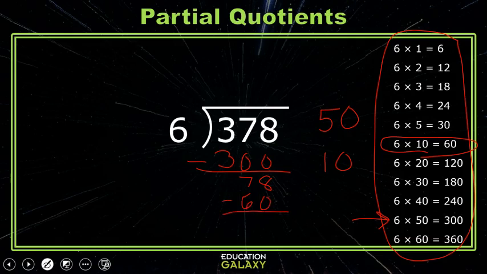That gives me 18. I know 6 times 3 is 18, so I can write the 3 here, and when I subtract the 18, I won't have any left over. So to find my answer, I just add 50 plus 10 plus 3, which equals 63. So my answer is 63.